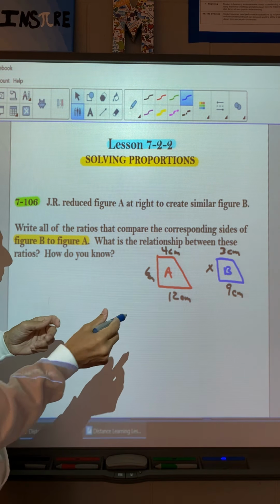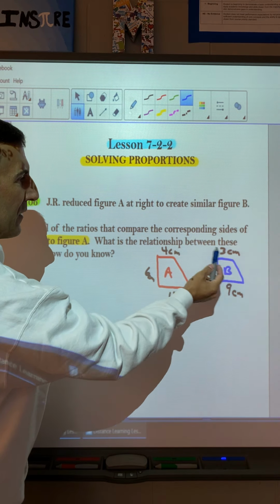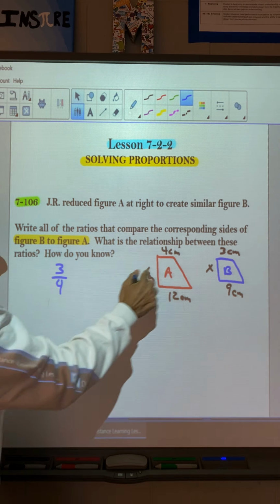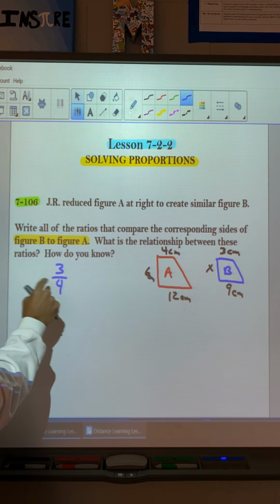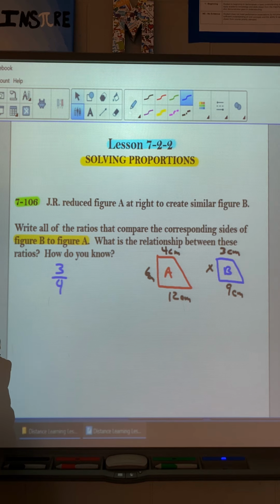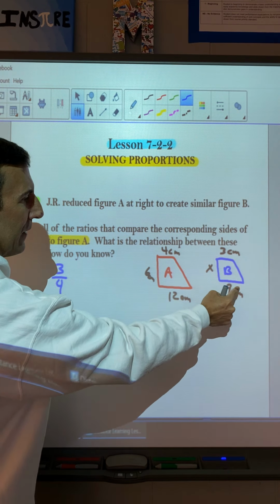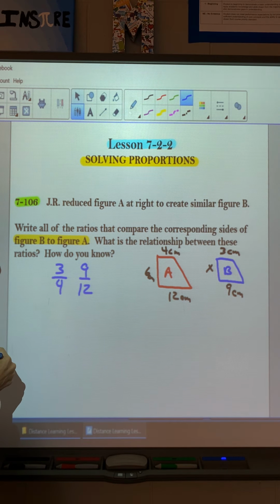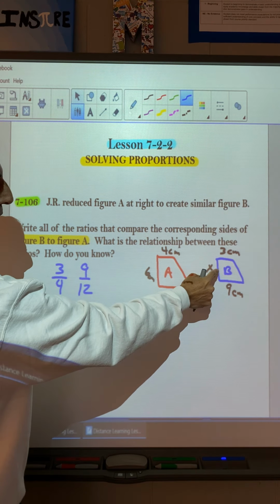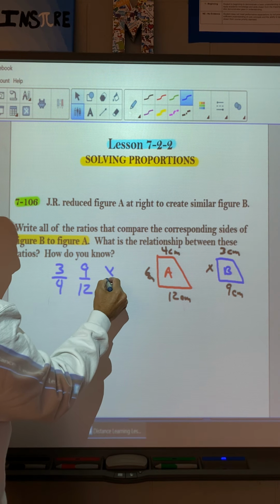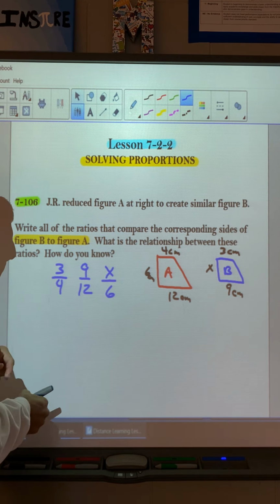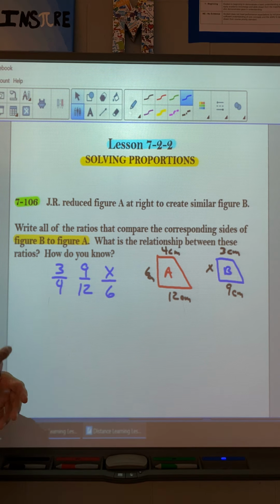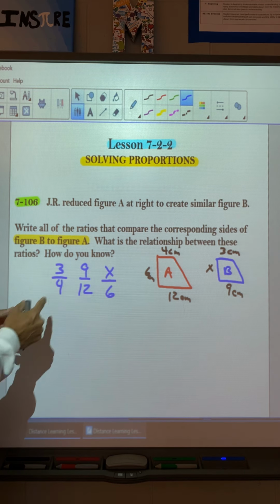So I want to know what's the relationship between the top sides. We have 3 is in the same spot as 4. Let's do the other ones. 9 is in the same spot as 12. And then X, which is on the left, is in the same spot as the 6. Now the question is 3/4, 9/12, and X over 6, what is their relationship? What do you notice about them?